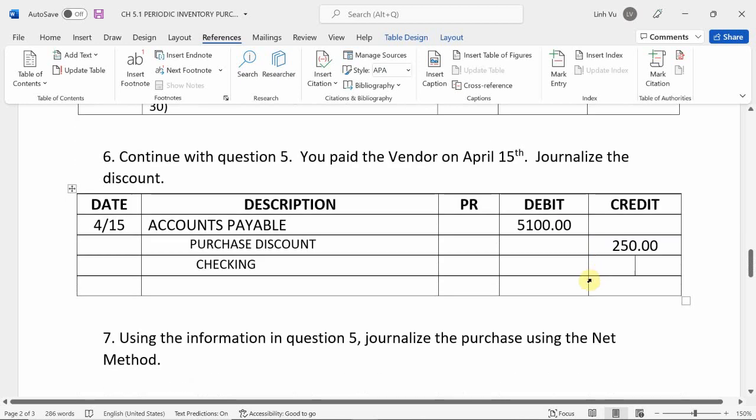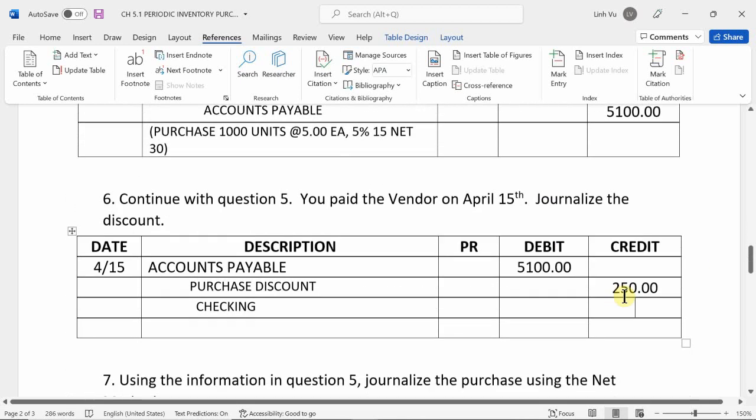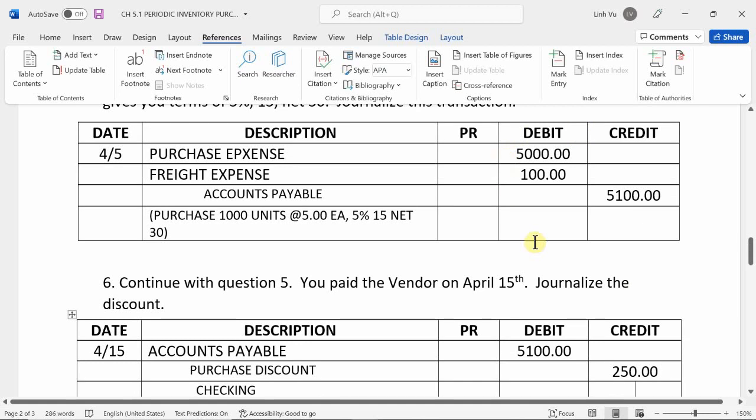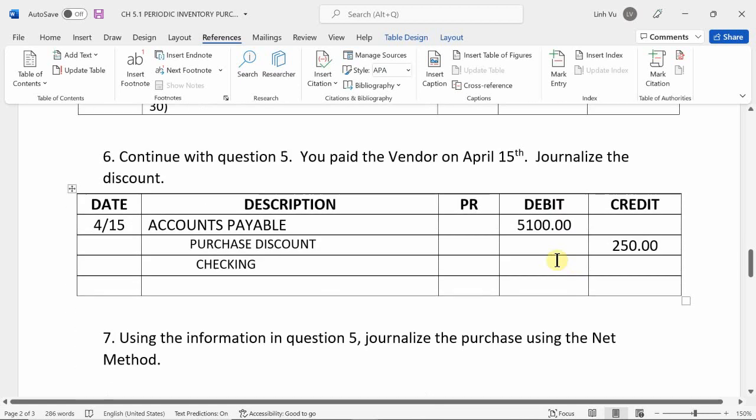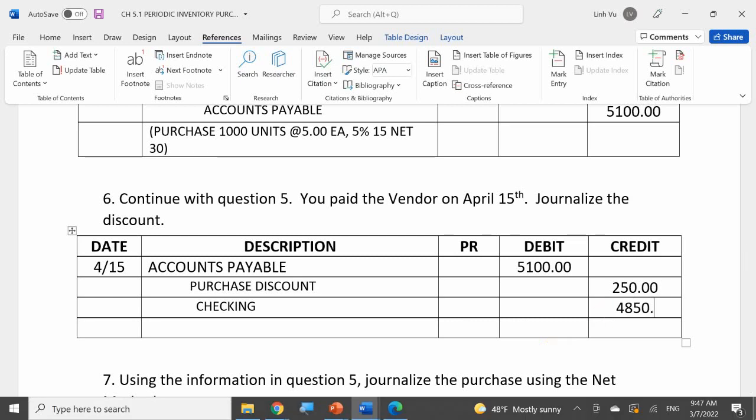Yes, that's correct. Because in this case, if I'm taking the discount off of 5,000, 250 minus 5,000 gives me 4,750. But I also have to include that I'm paying for the freight too, right? So I got to tack in an extra $100 to give me 4,850. Now the easiest way to do this is just taking your total amount of what you owe of 5,100 and simply subtracting out 250, and you should get 4,850.